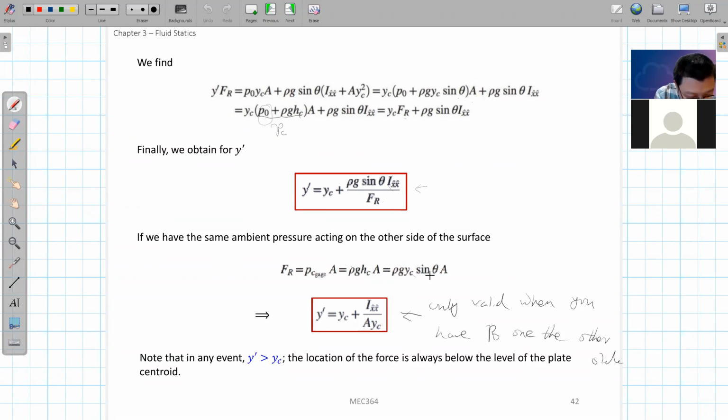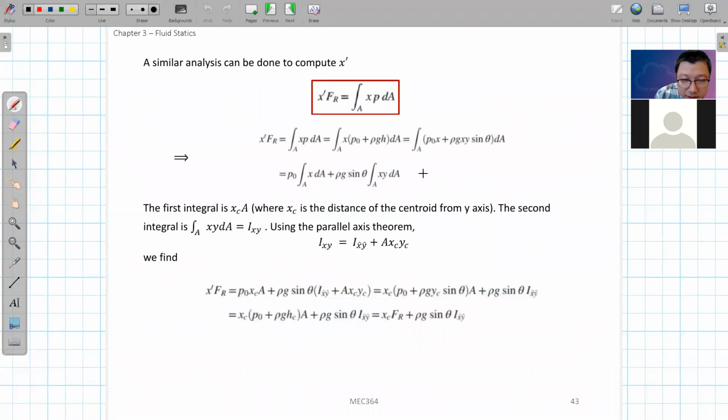So this is the central y coordinate of the center of pressure. Similarly, we need to calculate what the x prime will be, the x coordinate of the center of pressure, which is the application point for the force FR. So we also do this moment balance: x prime times FR will be equal to x times the pressure integrated over the whole surface area.